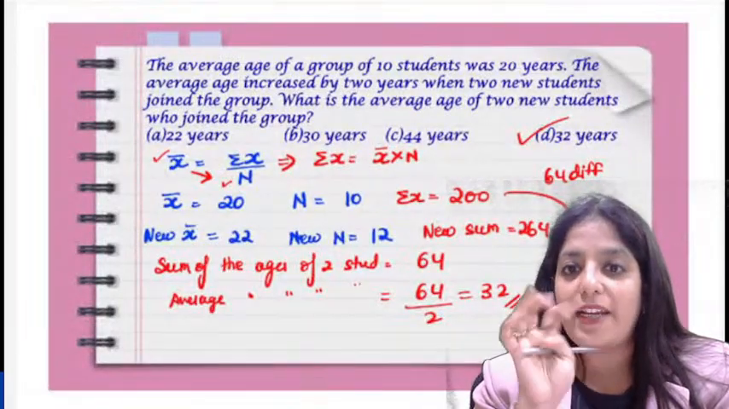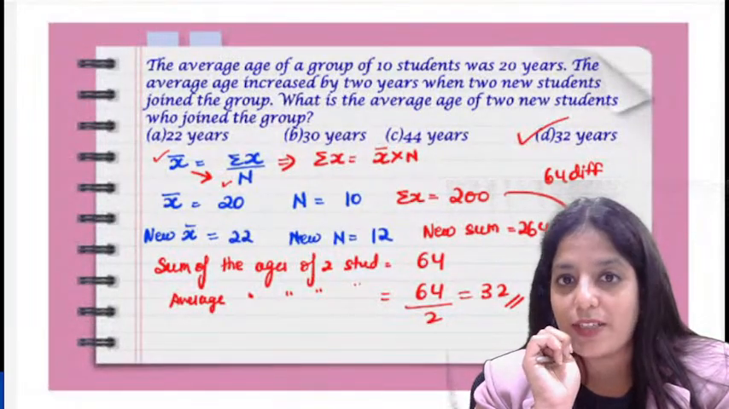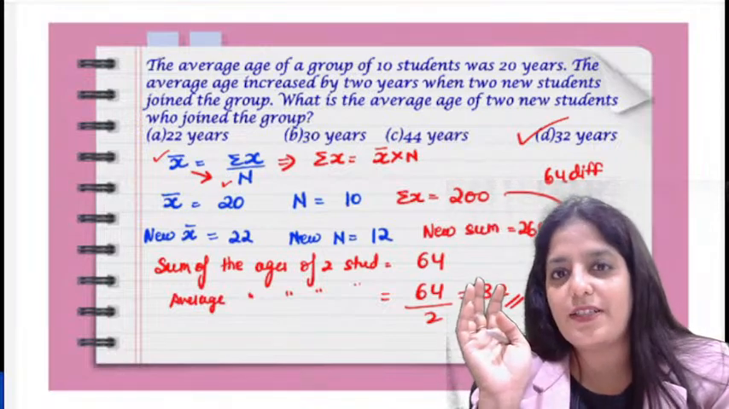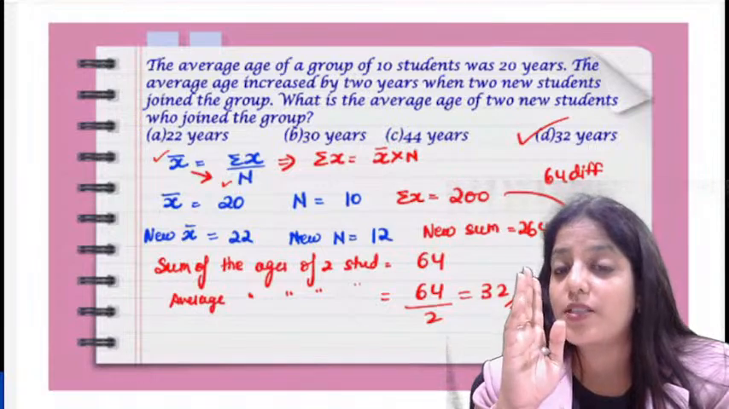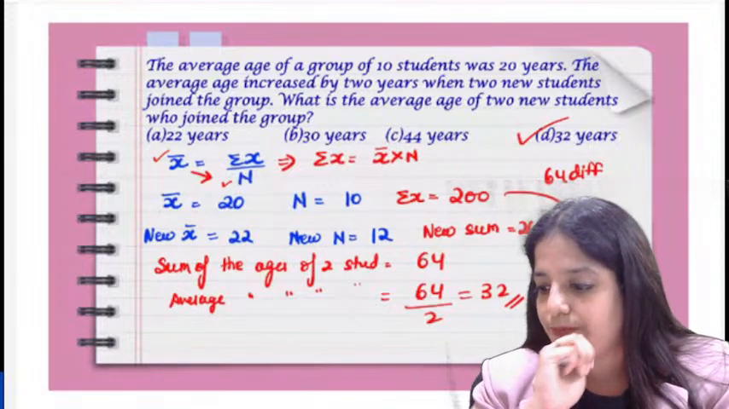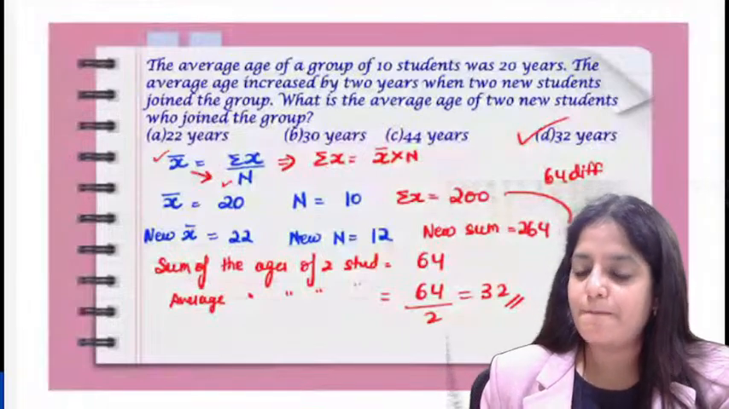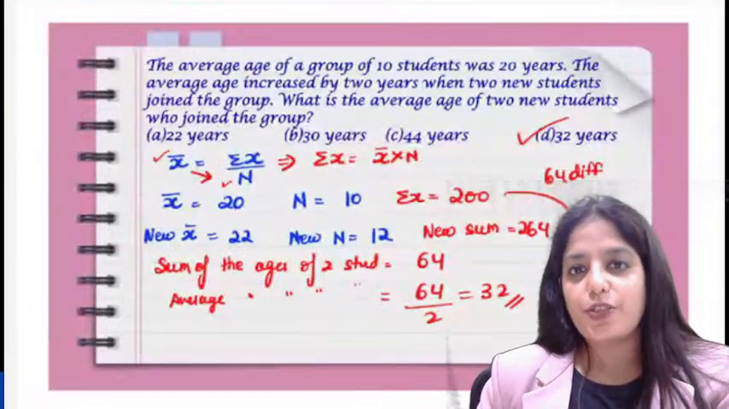See, I have to write this much just to make you understand. Otherwise, it's a question of not more than 45 seconds if you understand the concept of average well. Okay? Got it everyone in the class? Okay. Let's move to the next question.